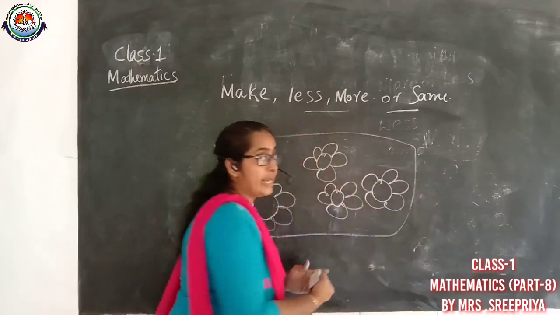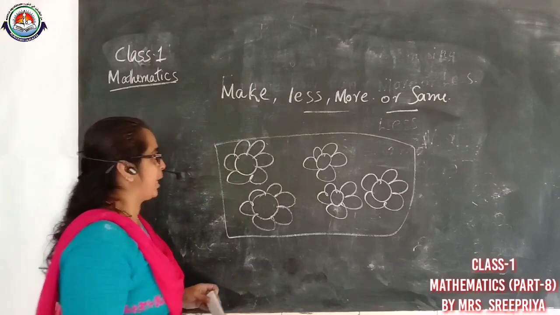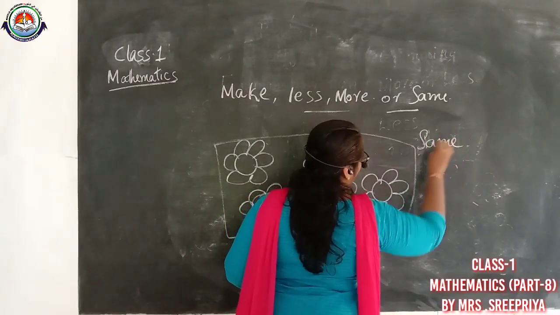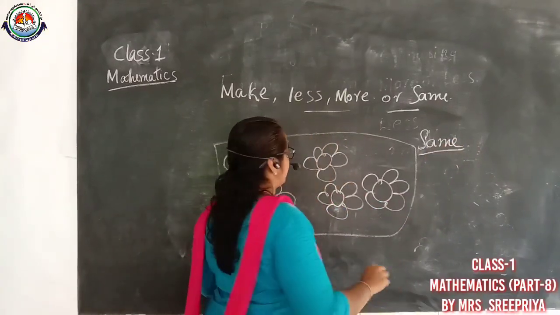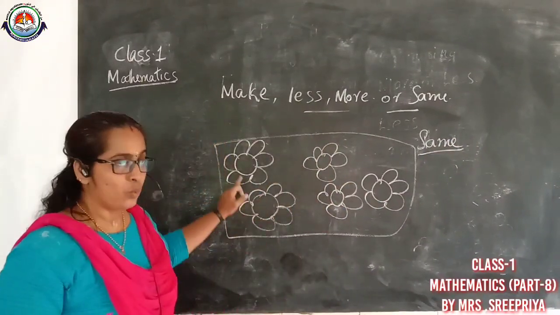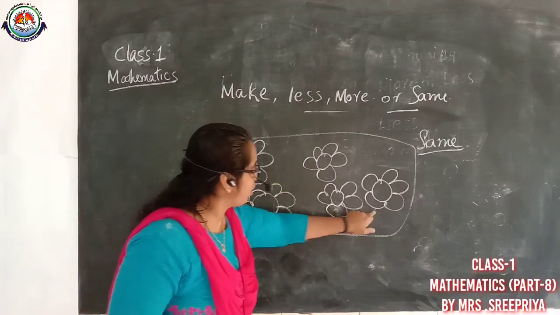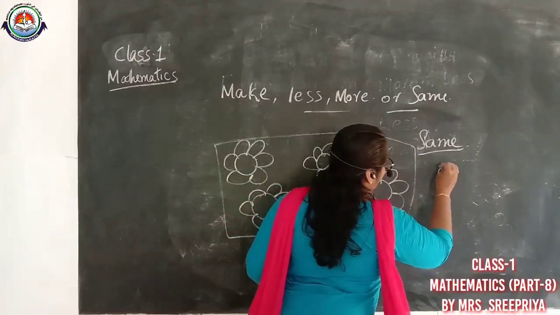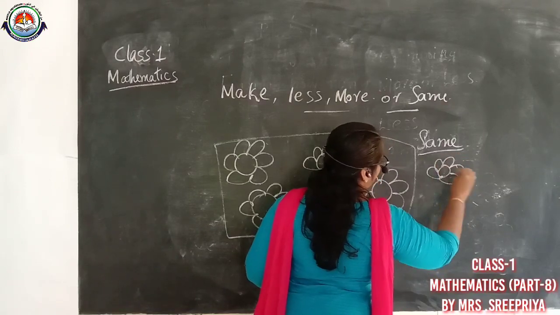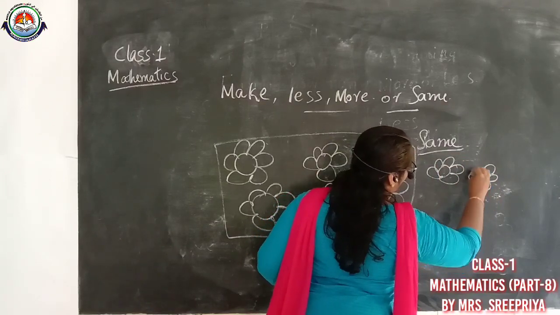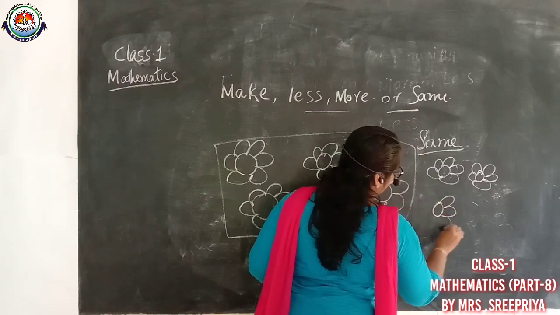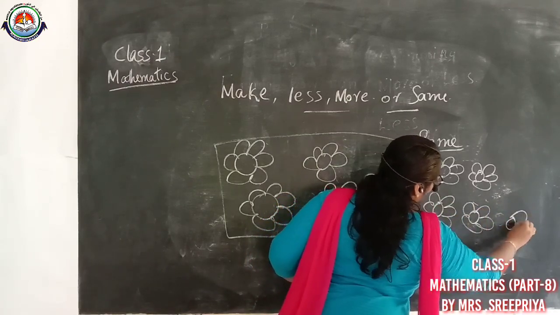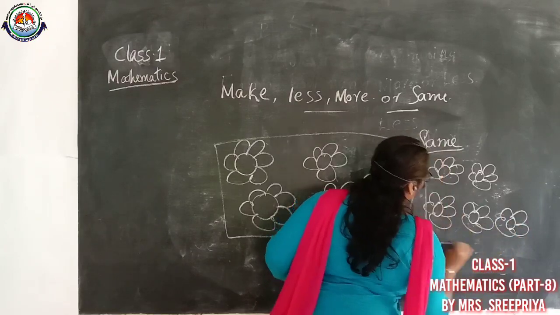How can we make it same? How many are there? 1, 2, 3, 4, 5 are there. So we need to draw the same number of flowers. 1, 2, 3, 4, 5. All of you look here.